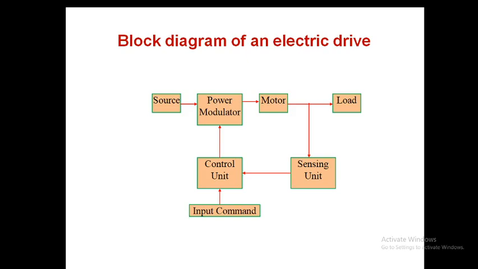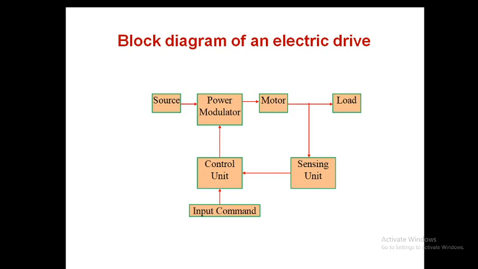Again it will be given to the load, right? So this is a continuous process. This is in a closed loop and it is a continuous process. For example, after applying the 1000 rpm, if initially the shaft is running with 1200 rpm, the 1200 rpm is sensed by using the sensing unit. However, we have given the input command as 1000.